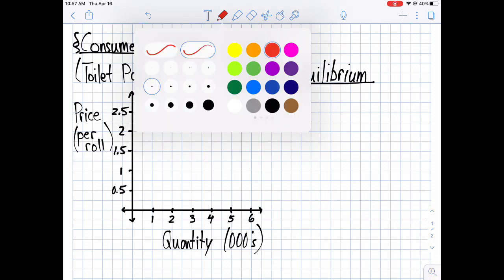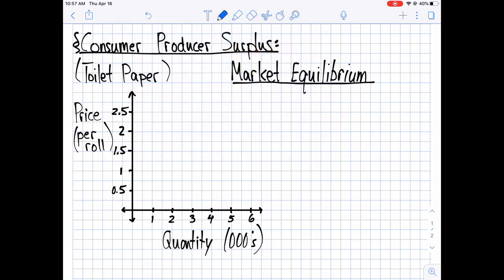So first off, let's take a look at a situation, and it's a little bit silly, but it's somewhat relevant right now. Let's suppose that we're looking at the supply and the demand of toilet paper. So the first thing is that here we're going to be graphing the demand curve for toilet paper. On the vertical axis, we're going to have the price per roll, and on the horizontal axis, we're going to have the quantity, and this is going to be the quantity in thousands.